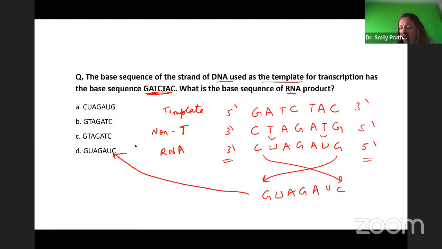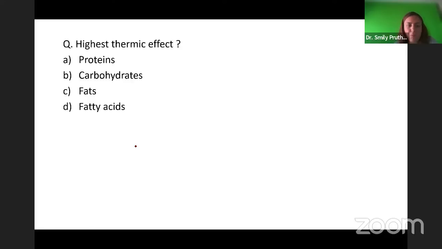Okay. And I think I need to collect more questions. And this is the common question which was discussed in SPM also, PSM also, and physio also: highest thermic effect. So this is of proteins. First proteins, then carbs, and then fats. This is also called SDA, specific dynamic action.